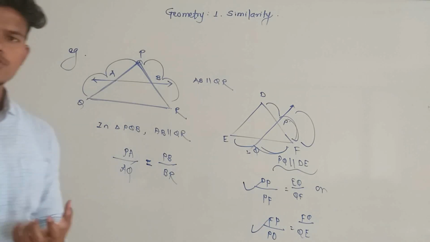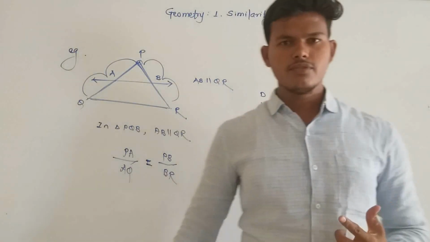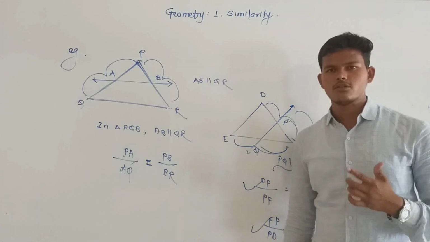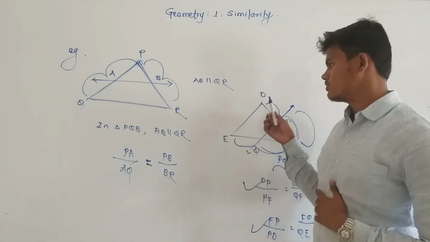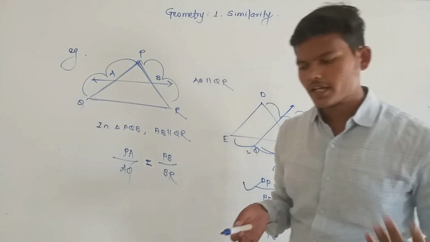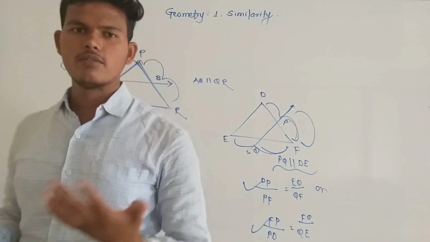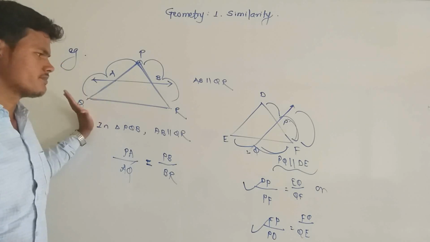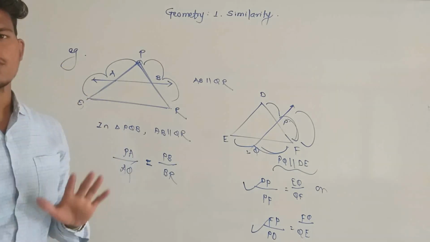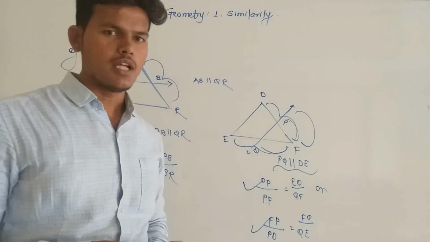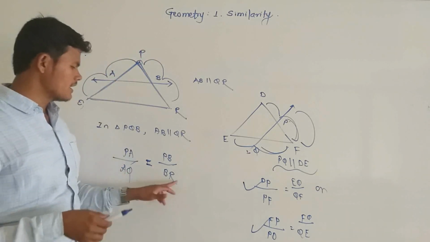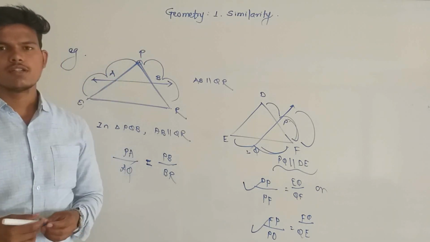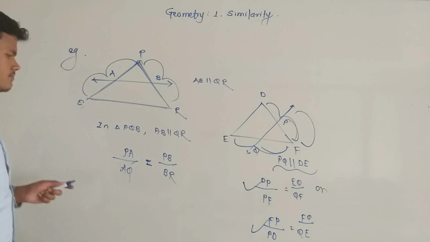So when we are using the basic proportionality theorem, if any one line is parallel to any one side of a triangle, म्हणजे कोणतीही लाईन जर ट्रायंगलच्या कोणत्याही एका साइडला जर पॅरलल असेल, then here we are using the basic proportionality theorem. Okay, this is all about the basic proportionality theorem. Now the next theorem is the converse of the basic proportionality theorem.